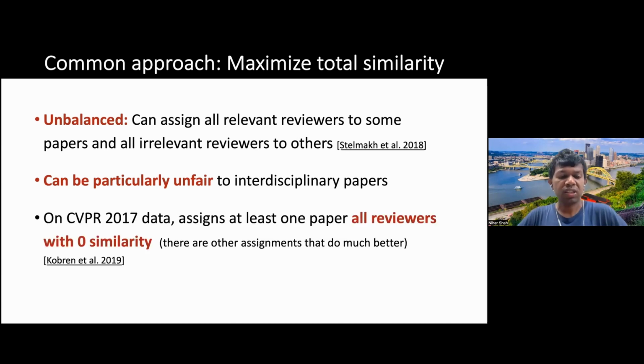For example, the CVPR conference, which is the top computer vision conference with about 10,000-ish papers currently. Cobran et al. looked at the data from there, and they found that the approach I just discussed assigns at least one paper, and typically more, to reviewers with zero or very small similarities. So this does happen in practice, whereas, as I'll show you in a minute, there are other assignments which are more balanced and do better. Questions?